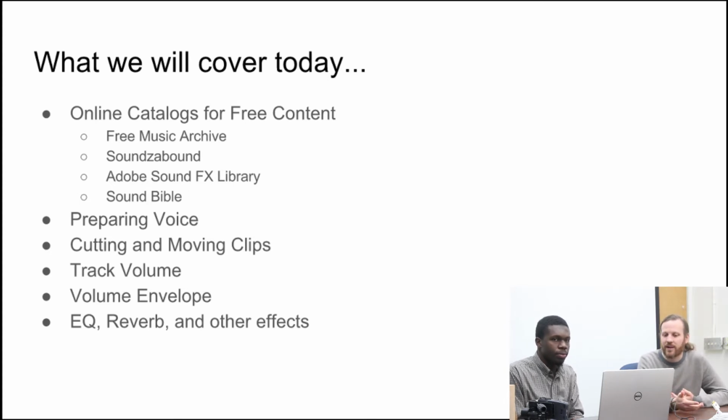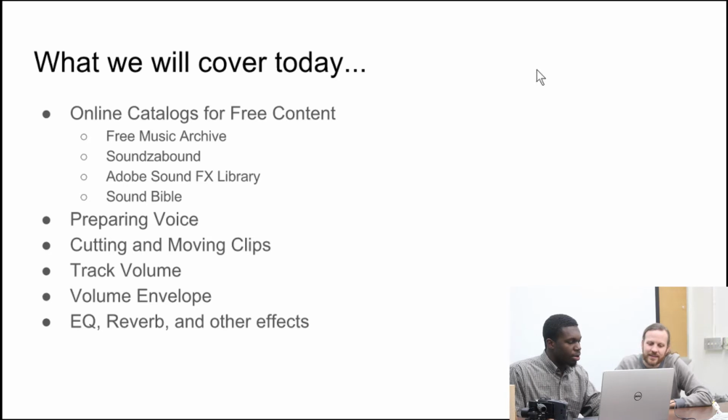We're going to look at track volume. That should be fairly simple. Then volume envelope, which is a little more complex. Basically, it's using keyframes to determine when volume should rise and when it should lower throughout a track, right? Right. And then finally, we'll look at finishing up our mix and adding the little details with equalization, reverb, and showing you where the rest of the effects are. So let's jump right in with preparing voice.